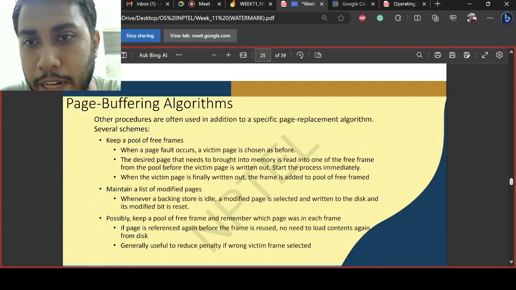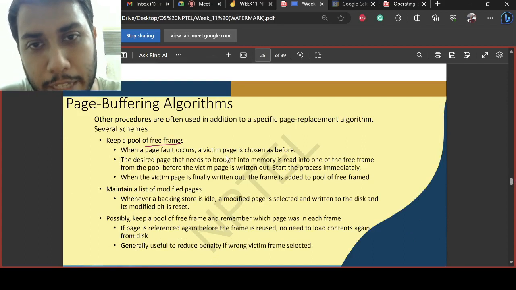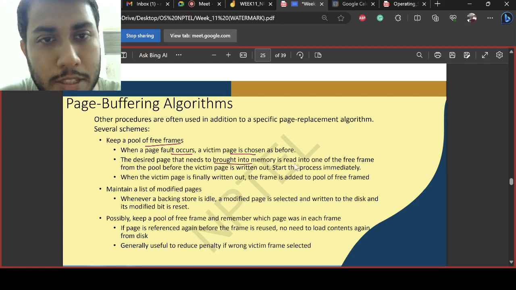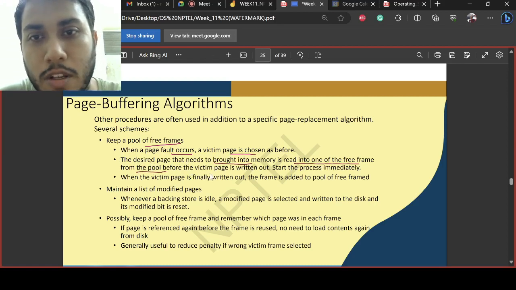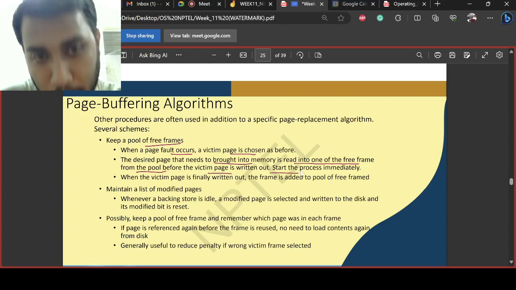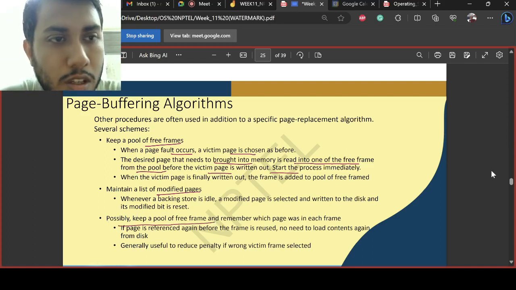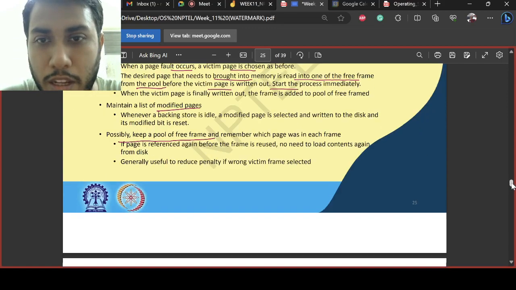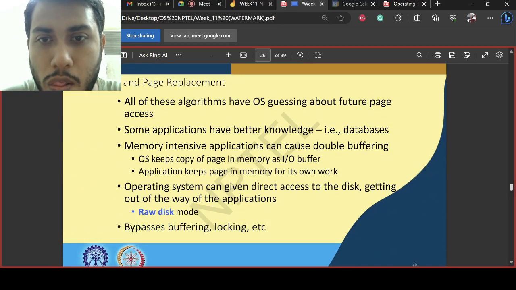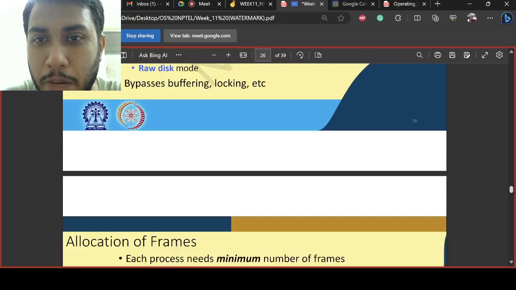Then there is the page buffering algorithm. Keep a pool of free frames. When a page fault occurs, a victim page is chosen as before. The desired page that needs to be brought into memory is read into one of the free frames from the pool before the victim page is written out. Start the process immediately. Maintain a list of modified pages. Possibly keep a pool of free frames. This is not very important.